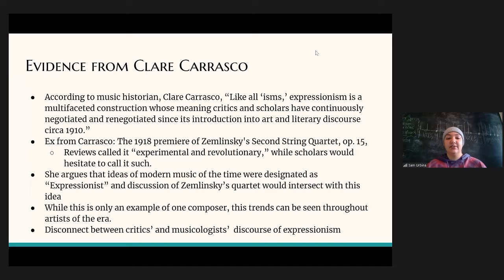So an example from Carrasco, the 1918 premiere of Zemlinsky's second string quartet. Reviews and critics called it experimental and revolutionary, while musicologists and scholars would hesitate to call it such. She argues that the idea of modern music of the time was designated as expressionist, and discussion of Zemlinsky's quartet would intersect with the idea of expressionist. So because they were both happening at the same time and Zemlinsky's music was kind of progressive, they just automatically grouped it into this box of expressionism. While this is only an example of one composer, this trend can be seen throughout artists of the era and even through other artistic eras as well.